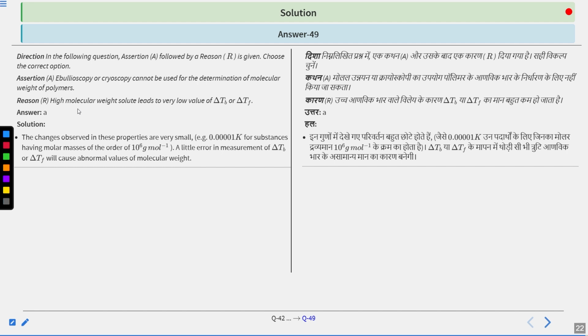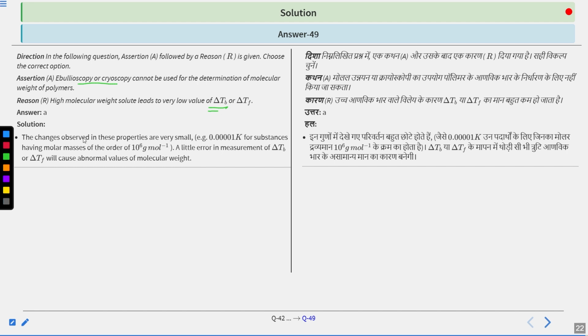So the assertion is saying what? It is saying that you cannot determine the molecular weight of a polymer using the ebullioscopic or cryoscopic constant. Because why is it so? Because high molecular weight solute leads to very low values of delta Tb and delta Tf.